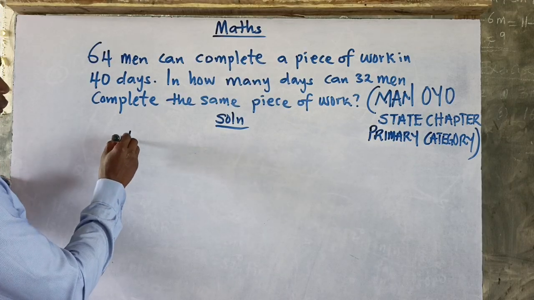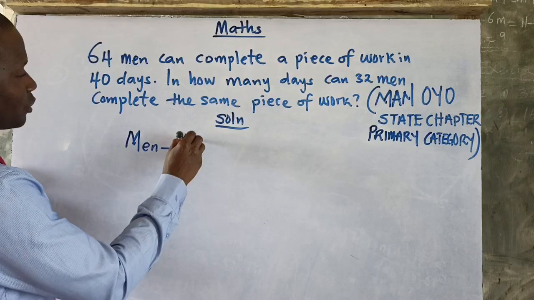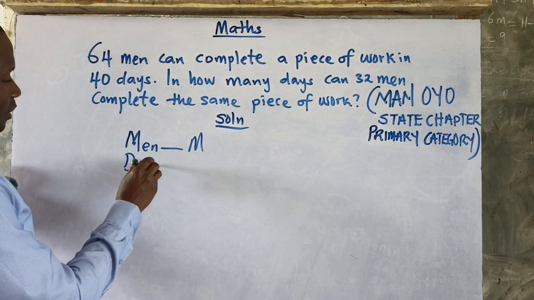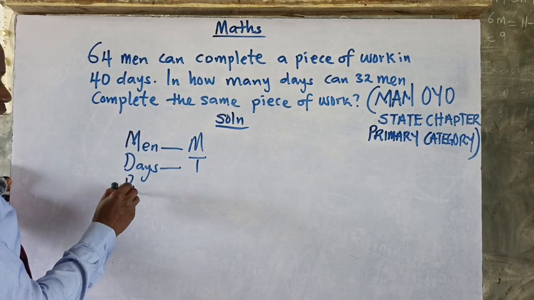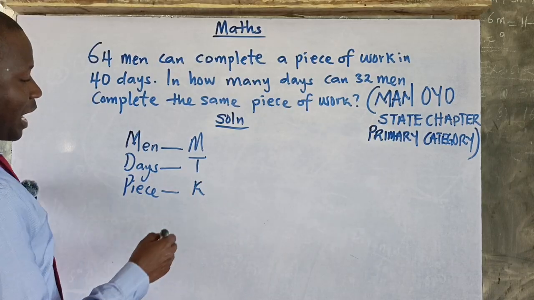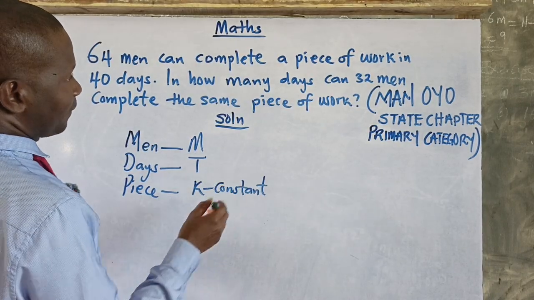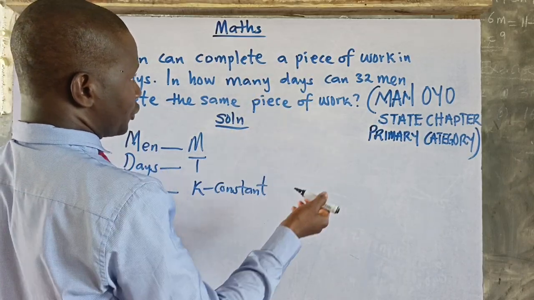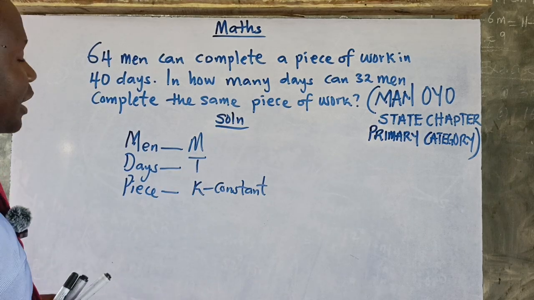Now, for men, we are using letter M to denote men. And for days, we are going to use capital letter T. And the piece of work to be completed, we are going to denote by letter K, and K is said to be constant, because according to the question, it's the same piece of work. Therefore, the piece of work doesn't change. We can also call it the quantity of work to be completed.